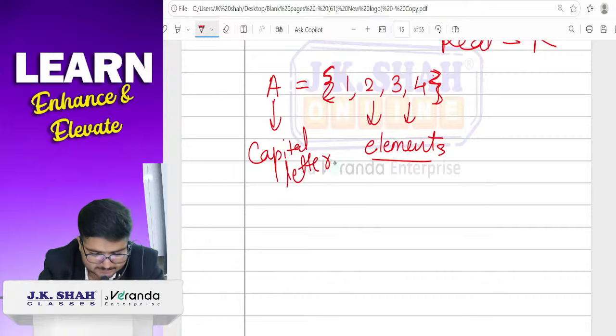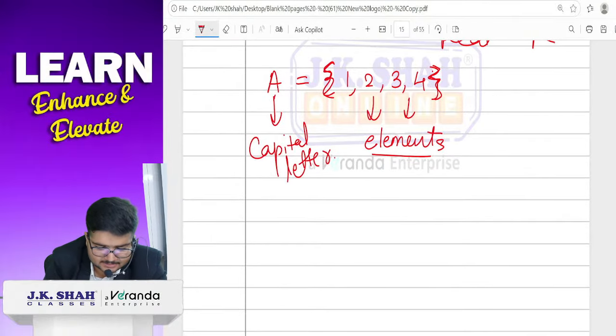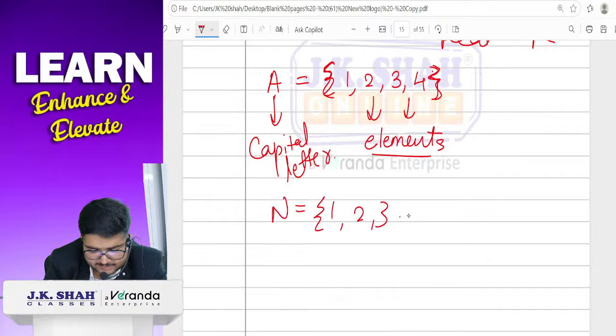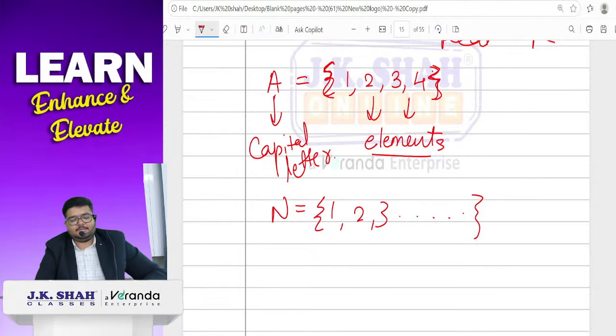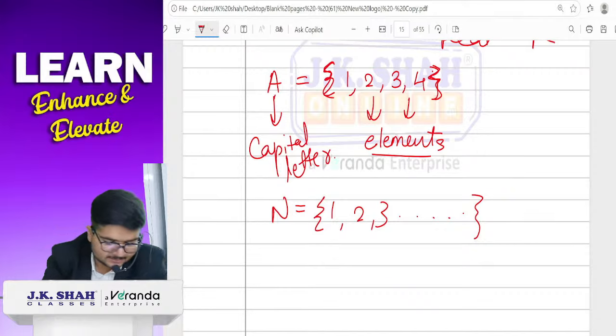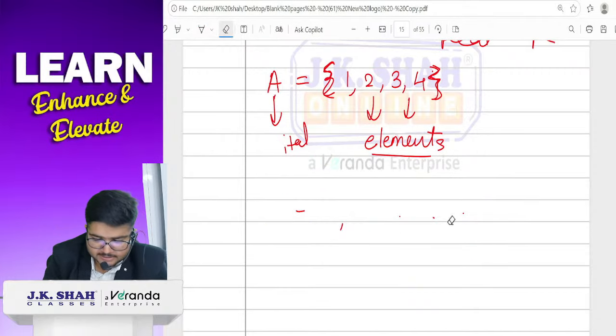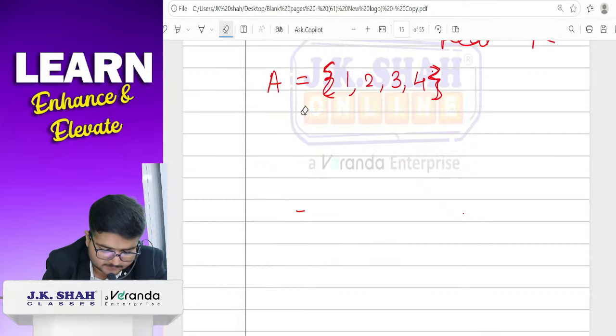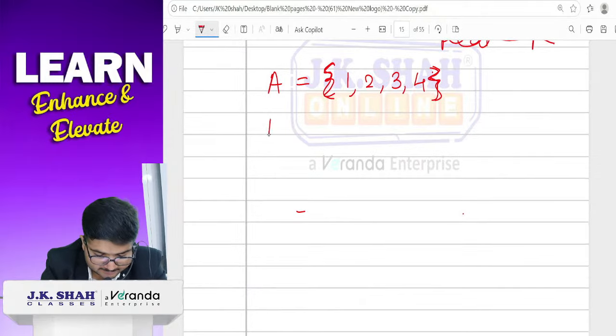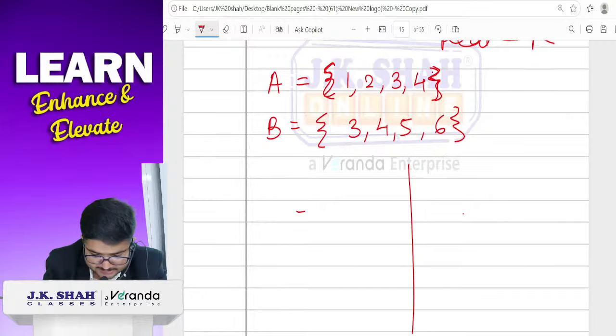Now this set can be a limited set, or it can be an infinite set. For example, the set of natural numbers can have an infinite number of elements. We are not going to deal with infinite sets, but you have to first understand what sets are. Now I am taking 2 sets here, 3, 4, 5, 6. Now there are 2 concepts in sets. First is intersection.